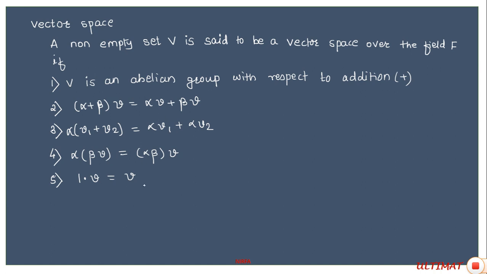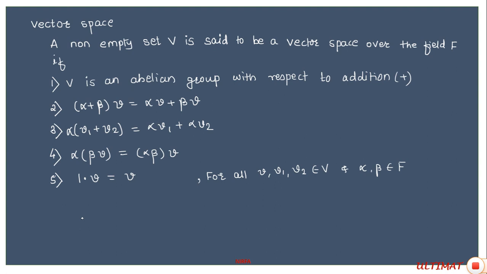Here alpha and beta are members of F, therefore they are called scalars. And all these V, V1, V2 are members of V, therefore they are called vectors. And here beta into V, this multiplication is called a scalar multiplication.